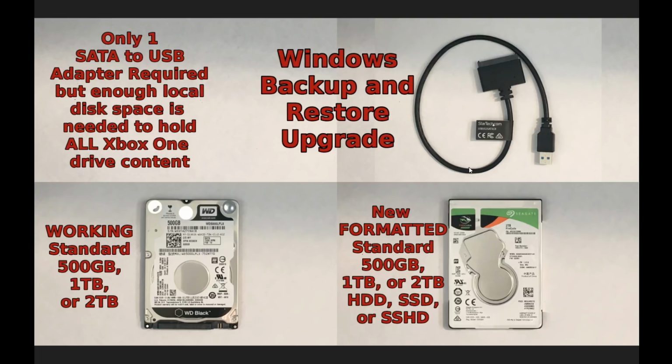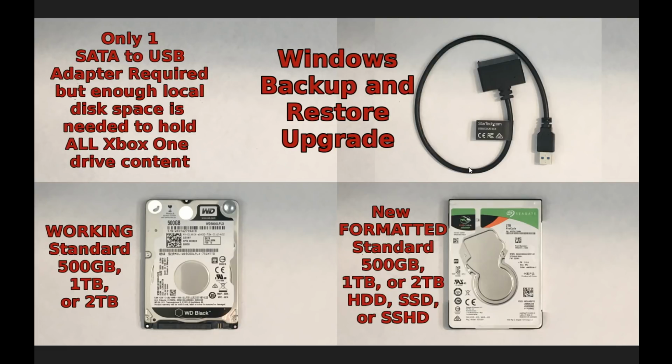Now, unlike the direct copy process, the new formatted drive has to be a standard size. So again, it could be a 5TB drive, but you could only partition it as a standard size of 500GB, 1TB, or 2TB, and it can be a hard disk drive, a solid-state drive, or a solid-state hybrid drive.